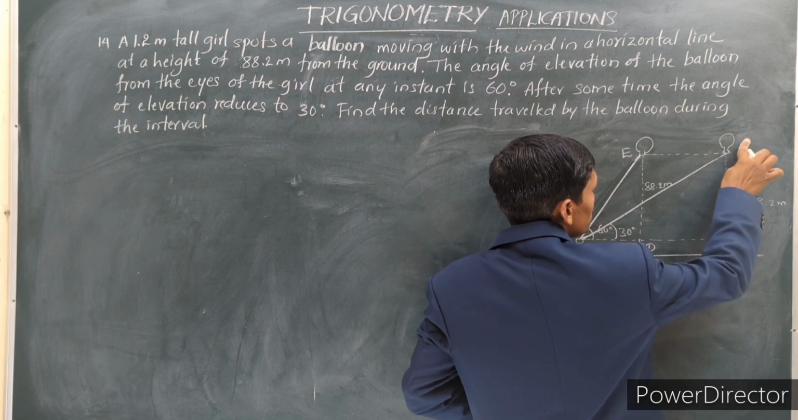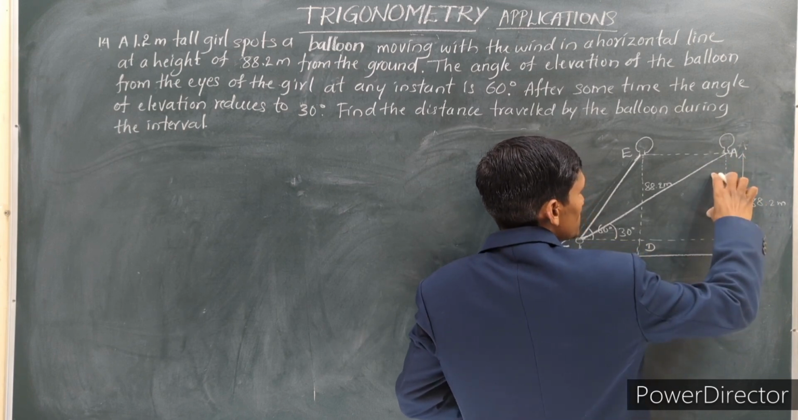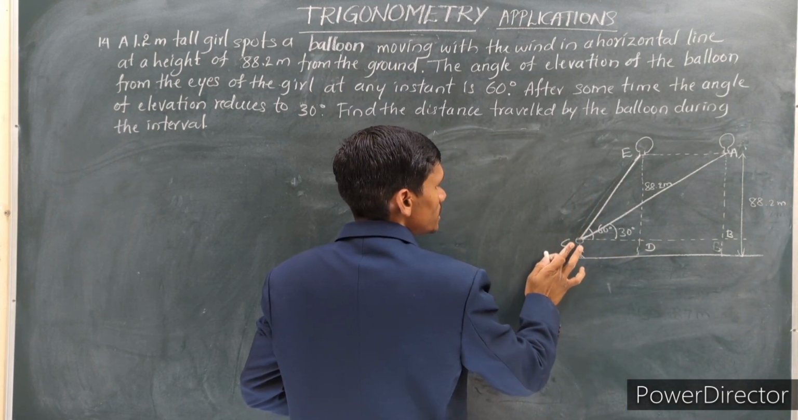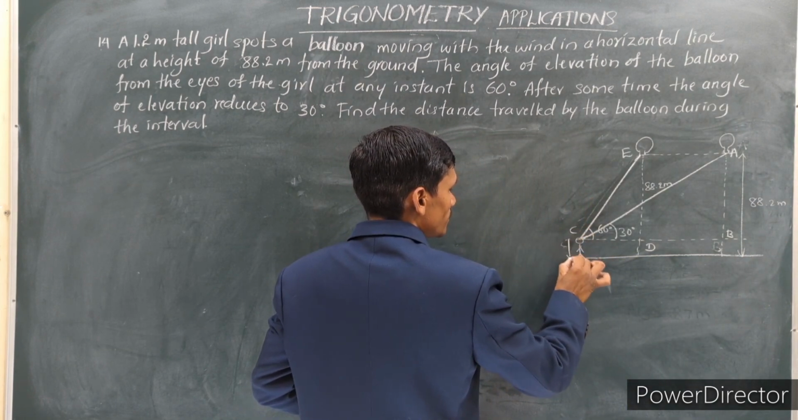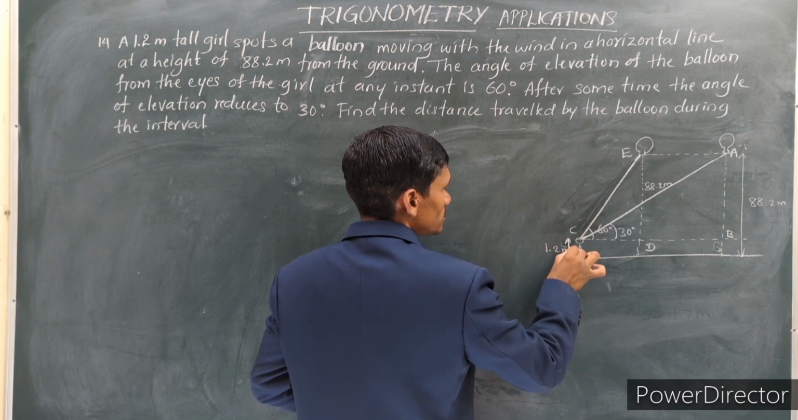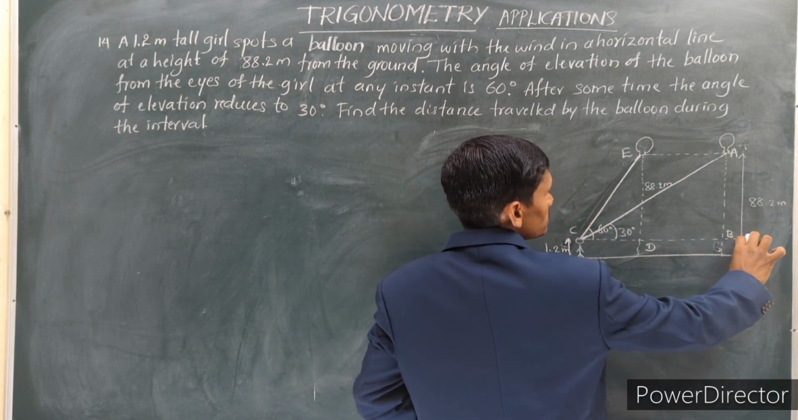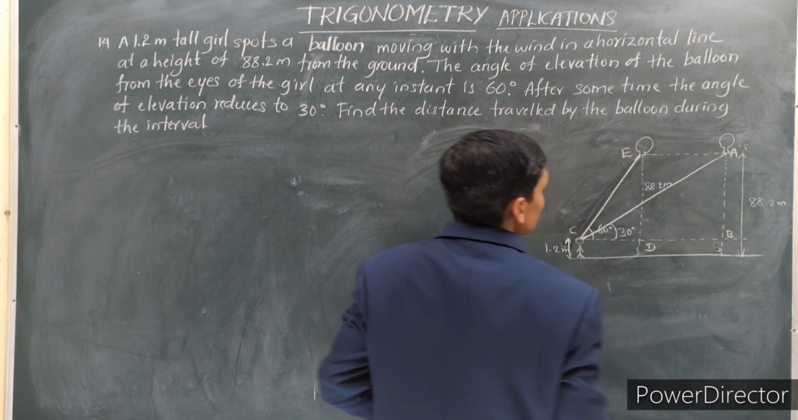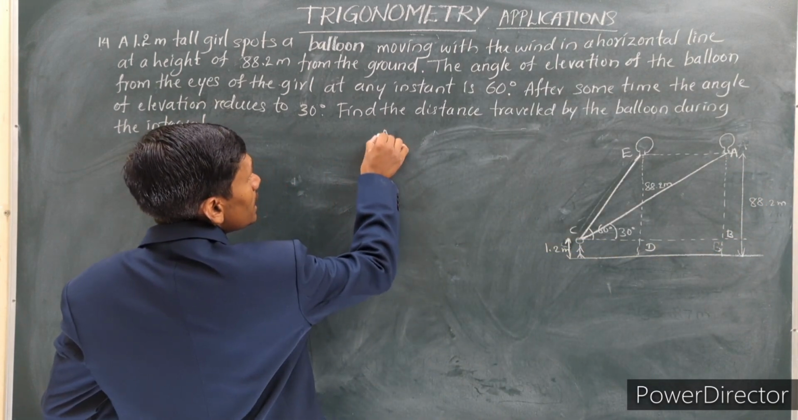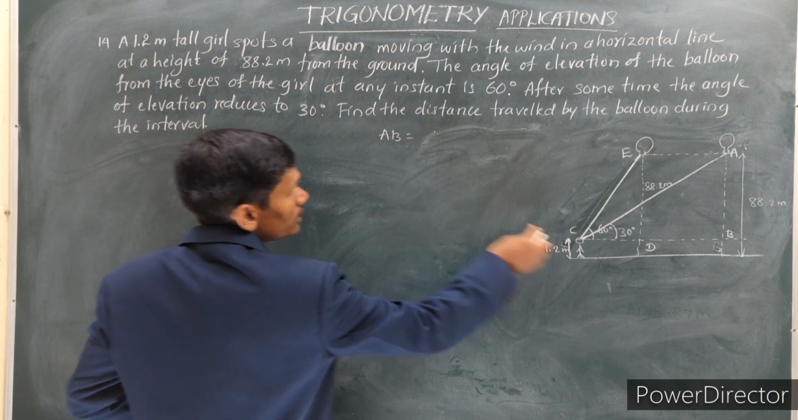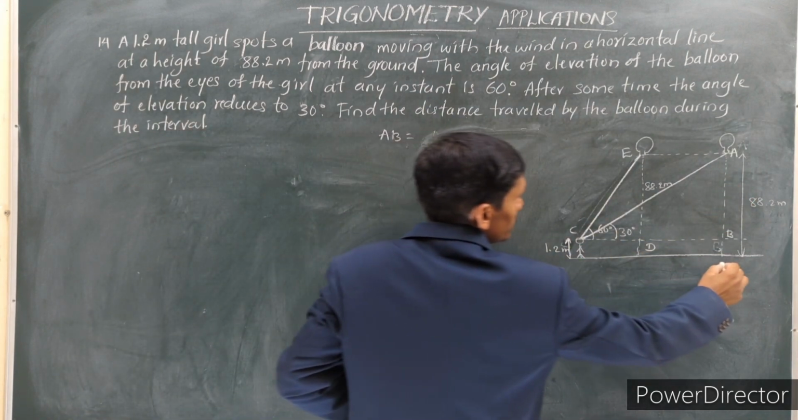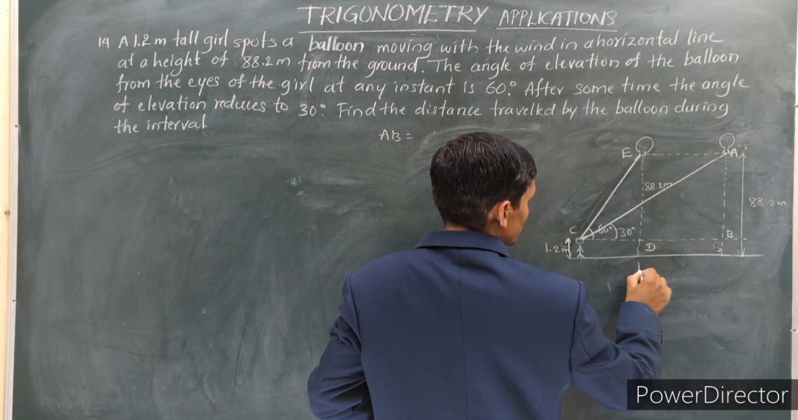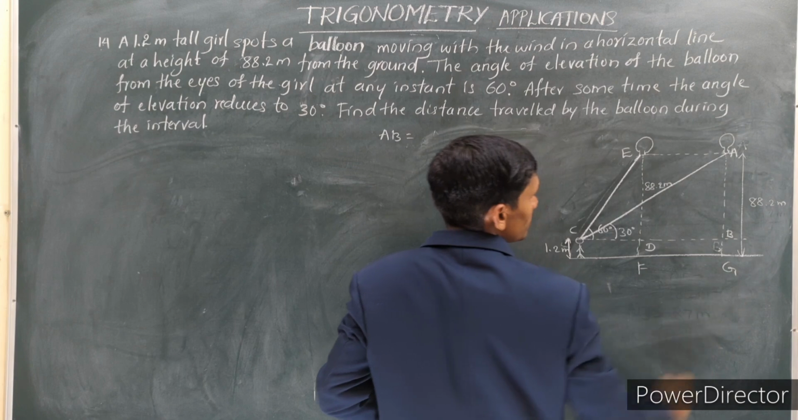If you want to find out the distance AB, how do you get it? From the total height, subtract the girl's height. The height of the girl is 1.2 meter. You have to subtract this height, then you will get only this much, the height of the side. So let us give names to this also: A, B, C, D, E, F, G. For this F, for this G we will give.